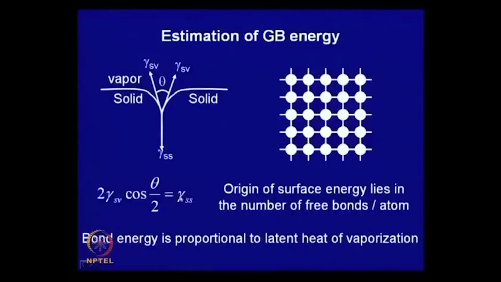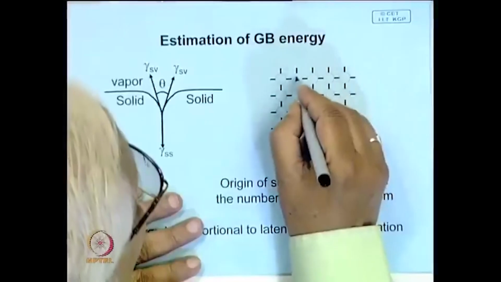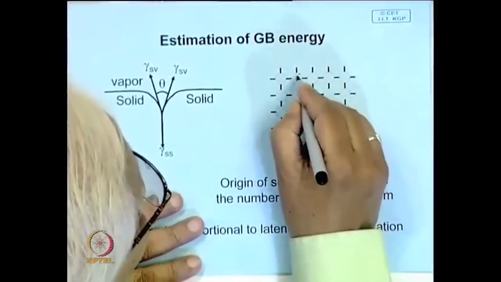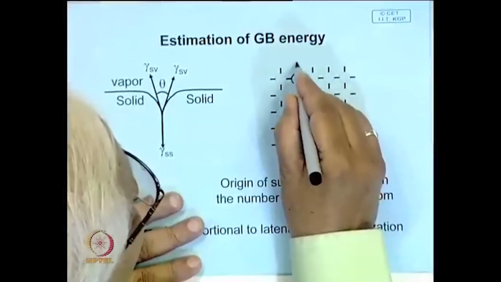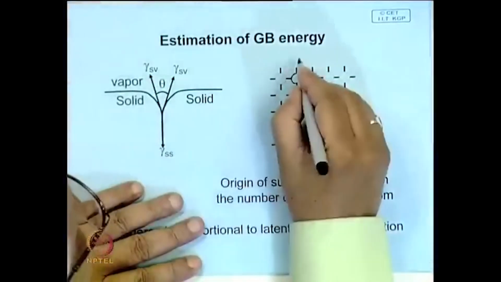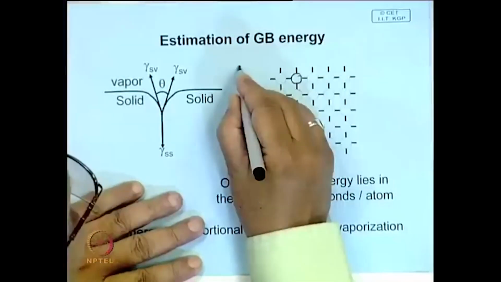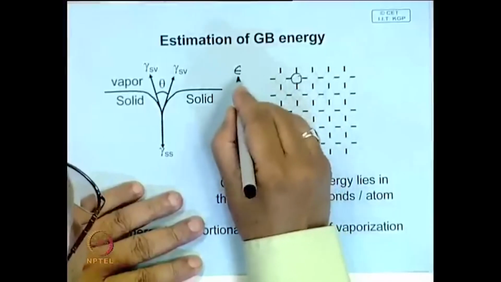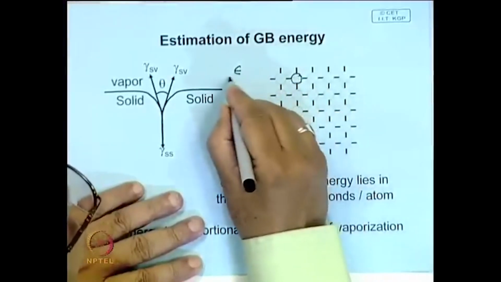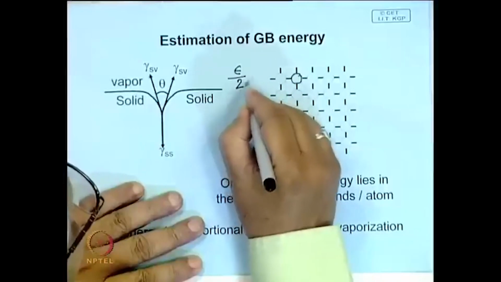And in reality it is possible to calculate this also. It is possible to calculate this from a simple concept that on the free surface some of the bonds are missing. So here, every atom has 4 bonds. This atom near the surface has one bond missing. That means if we say that the bond energy is epsilon, then the missing energy per atom is epsilon by 2.